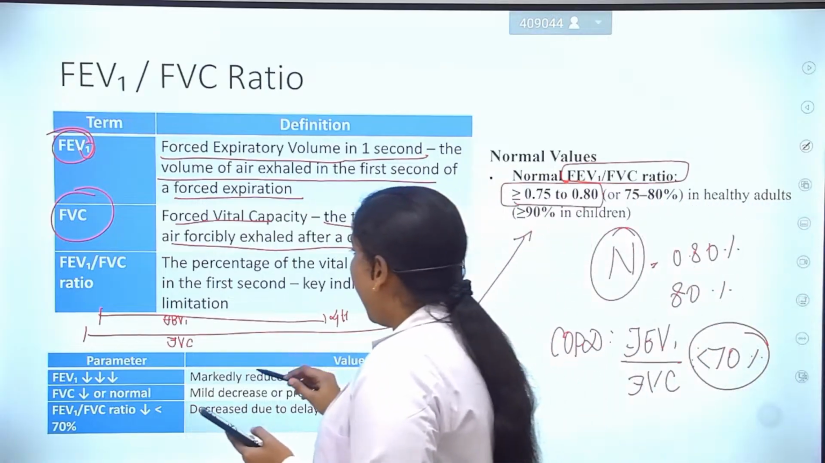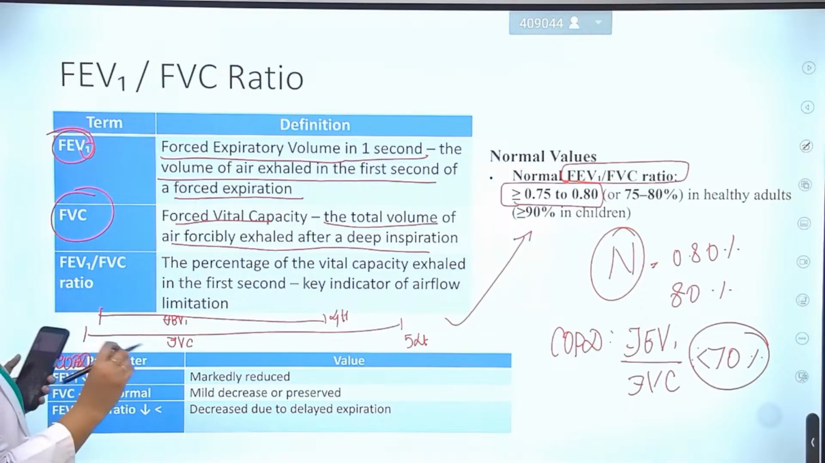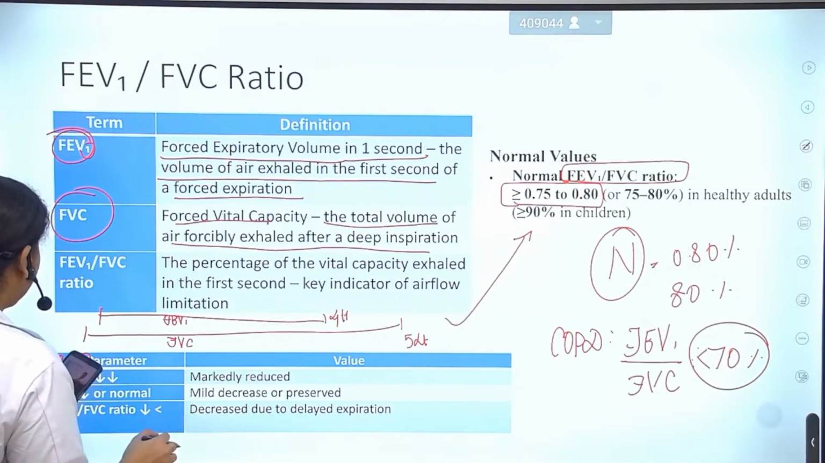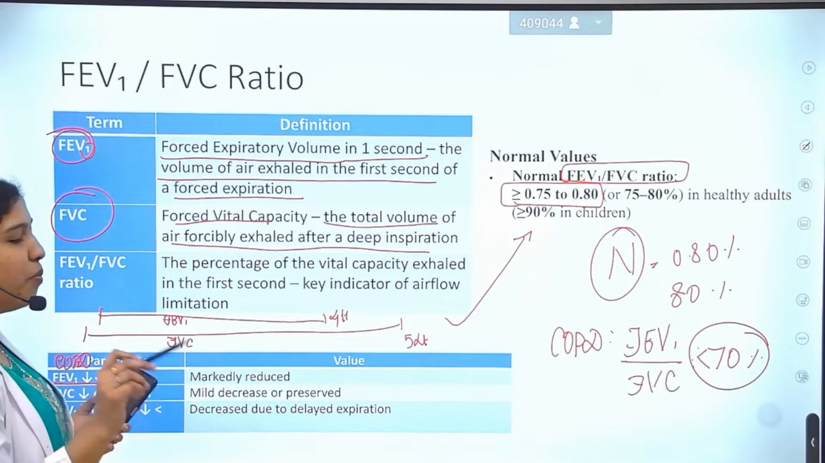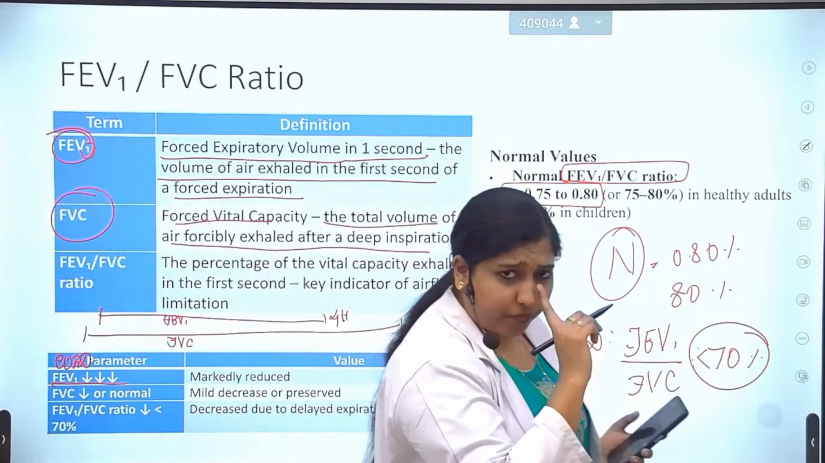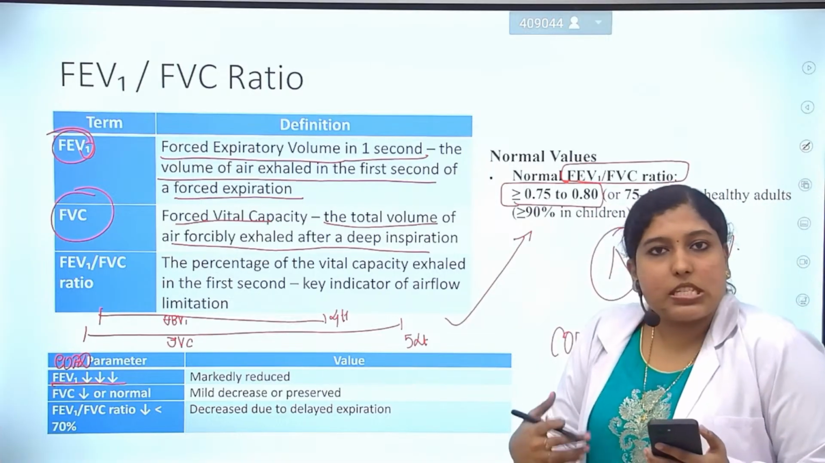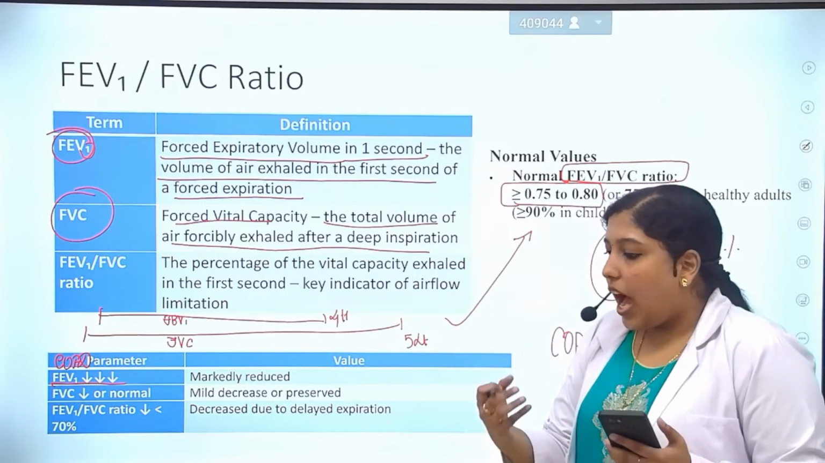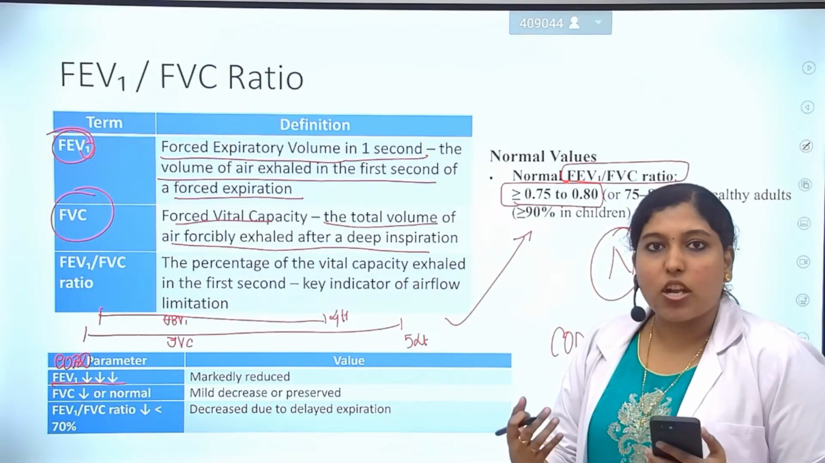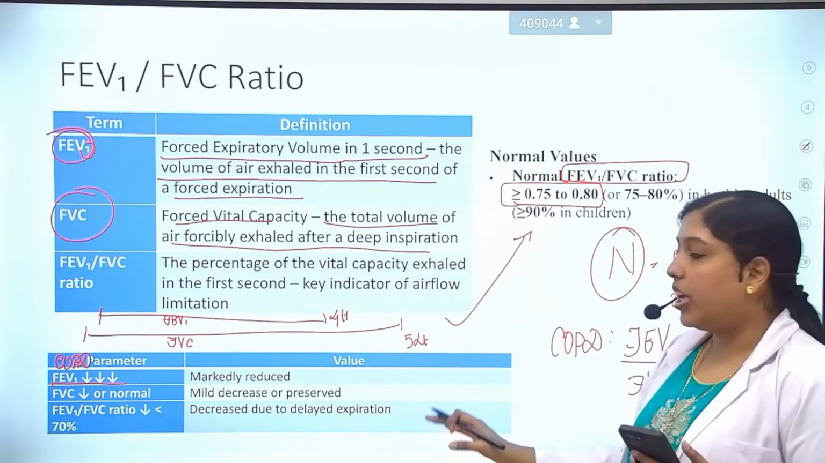Next we have the FEV1. This table is indicating in case of COPD, what is the finding? The first thing you have to remember, FEV1 is reduced. Always remember FEV1 will be markedly reduced, because the elasticity is not maintained, and the bronchioles are full of mucus and materials. I cannot exhale properly. So that's why there will be a marked reduction in FEV1.